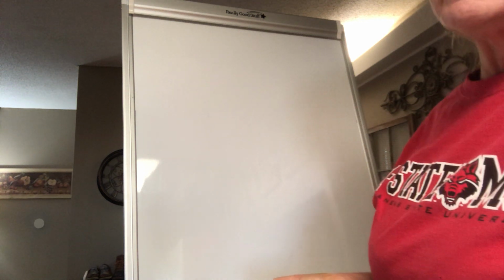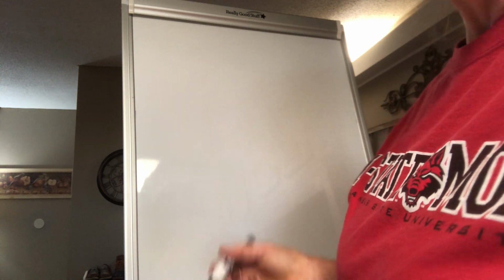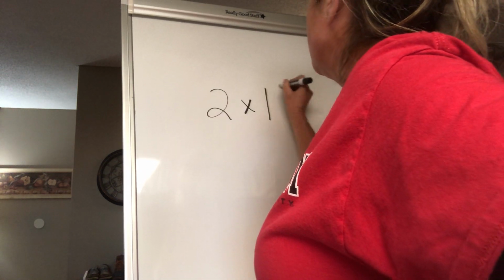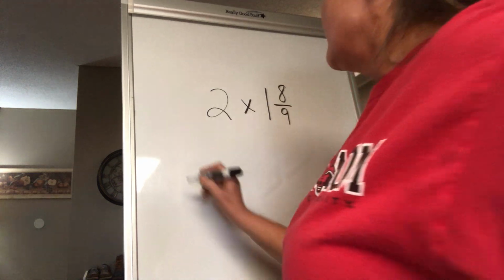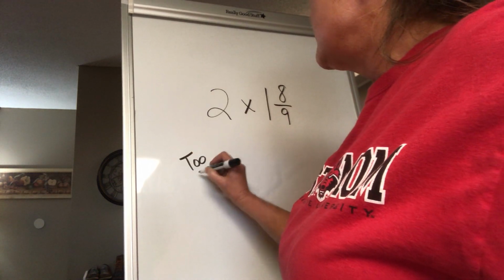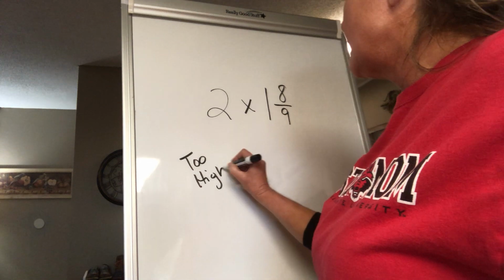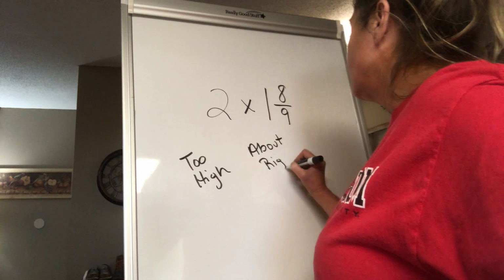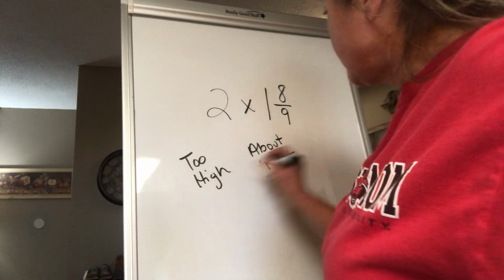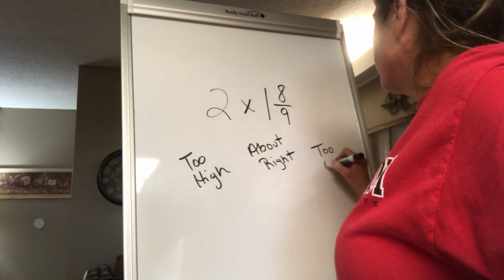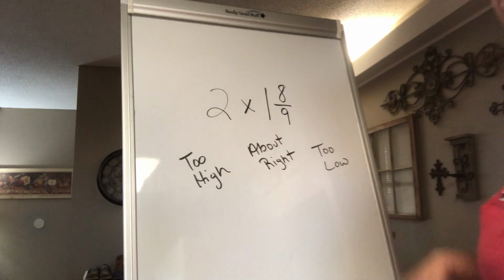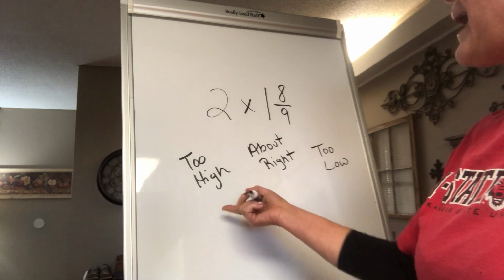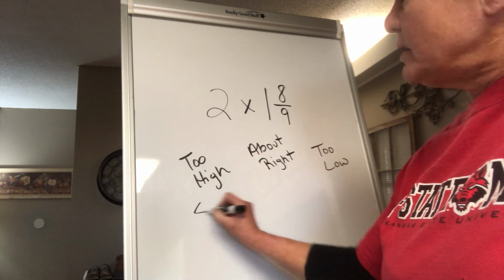So the first thing that it gives us for our warm-up on page 94, it gives us 2 times 1 and 8/9. And it wants us to give something that's a little too high, something that's about right, and something that's a little too low. And I know I have those on opposite sides, but that's fine. All right. Something that I think is too high. I think 50 would be too high.